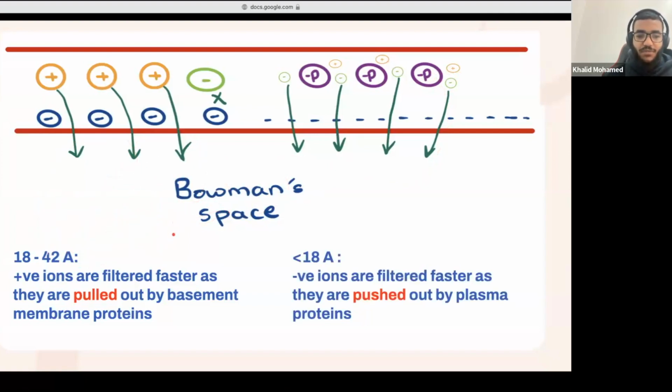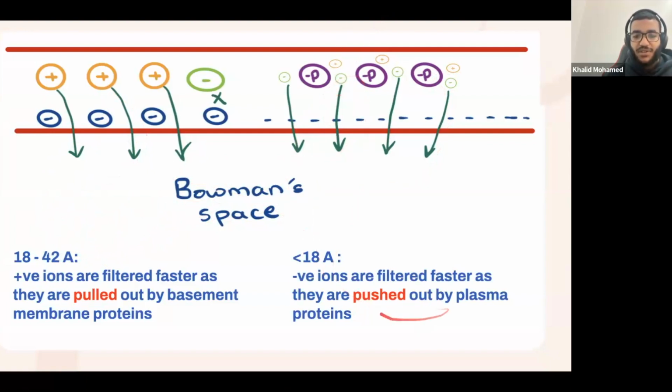So if the ion is between 18 and 42, positive ions are filtered faster. If it's less than 18 in size, the negative ions are filtered faster. It's very important to remember this concept.